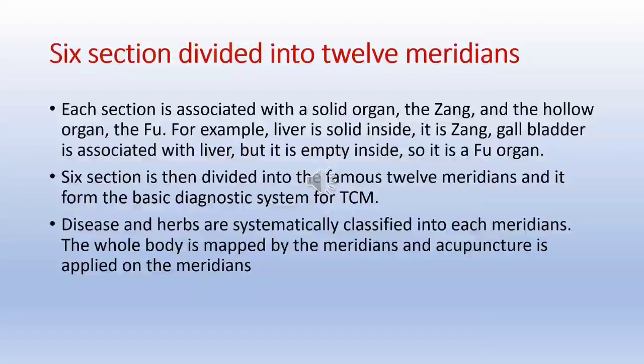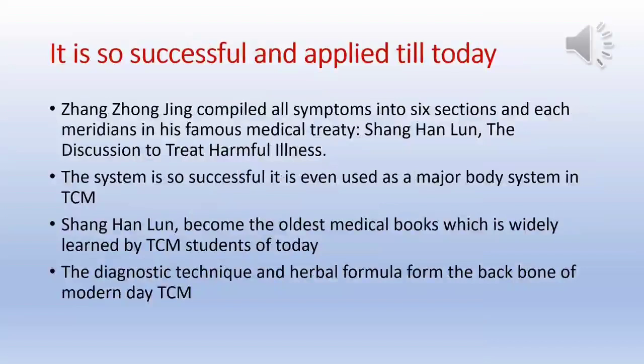Now, these 6 sections are divided into the famous 12 meridians. It's from the basic diagnosis system of TCM. Okay, now all the diseases and all the herbs are systematically classified into the meridians. The whole body is mapped by the meridians, and acupuncture is applied on the meridians. This is the existing system which is applied until today. Okay, it's a very famous system. The 12 meridians are so successful and even applied until today.